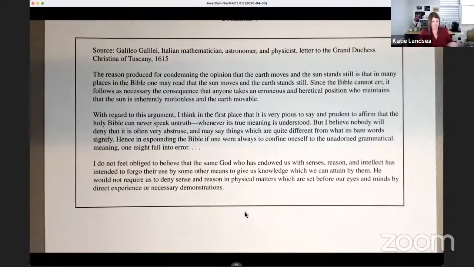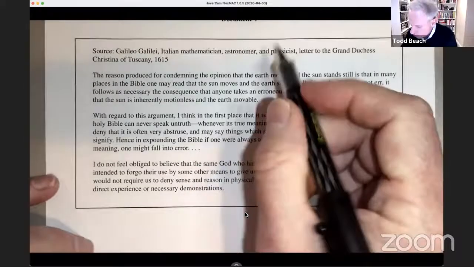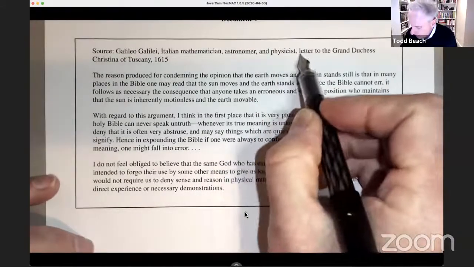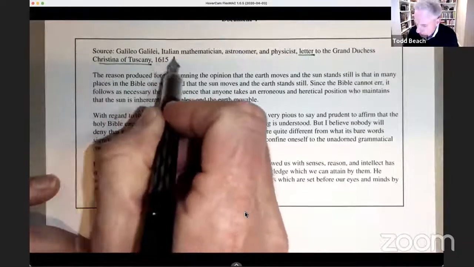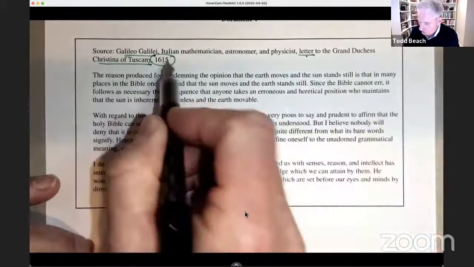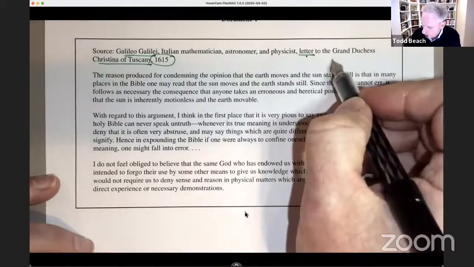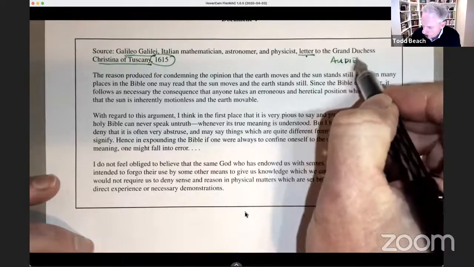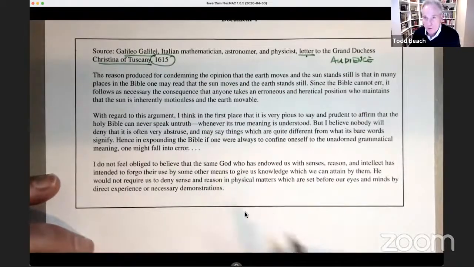So here he is, Galileo Galilei, Italian mathematician, astronomer, physicist. In a letter to the Grand Duchess Christina of Tuscany in 1615, Galileo writes a letter to Christina of Tuscany in 1615. So already it's a letter to her, and I'm thinking audience. Who is she? Why is he writing this as he's writing it? What is he going to tell her?